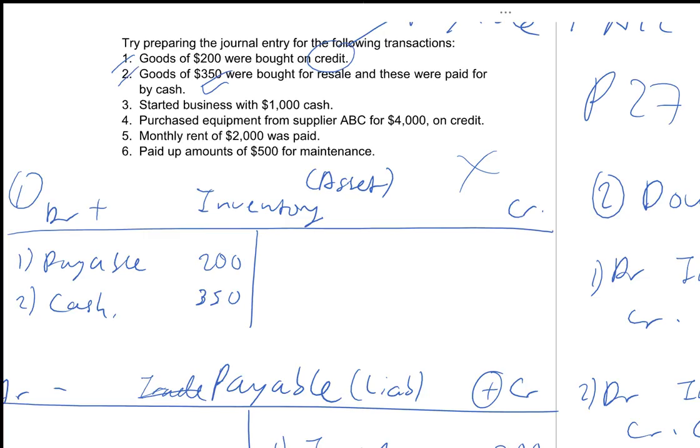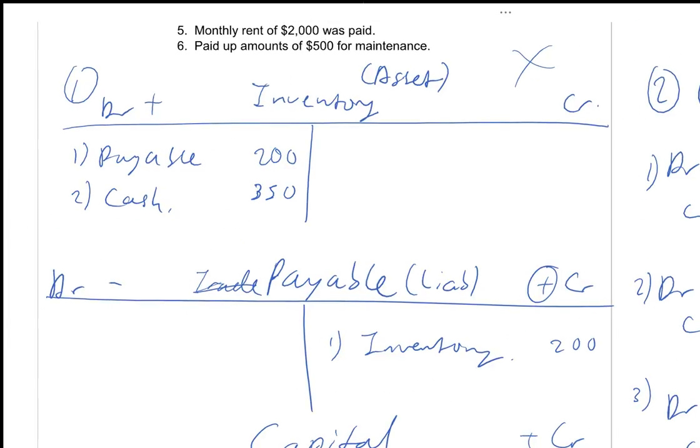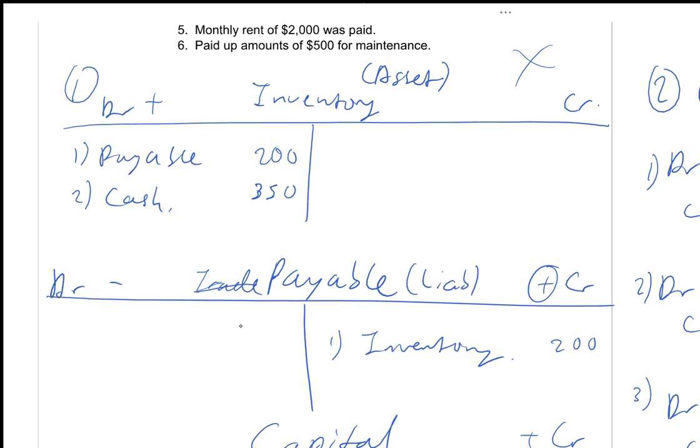Let's come to 3. Started business with 1,000 cash. Okay, so when you have a statement like this, it means that there is capital. So there is capital of 1,000. And it also means that you have cash of 1,000. So this is entry 3. So cash and capital, right? And make sure that you repeat and record the double entry correctly.